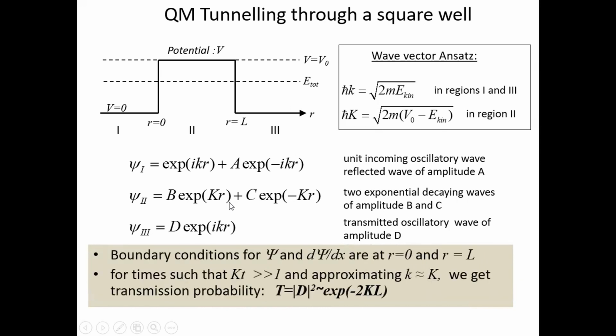So the boundary conditions for the wave function and the derivative at r equal to 0 and r equal to L will dictate the amplitudes. If capital K multiplied by L is very, very large as compared to 1, then k is of the order of capital K. We get the transmission probability as this. We can see here that it is proportional to e to the power minus 2K times L, and capital K is the square root of V naught minus the energy.